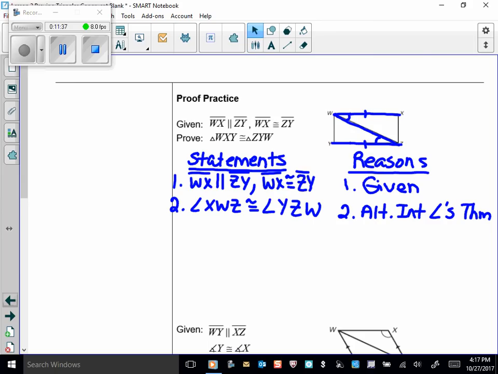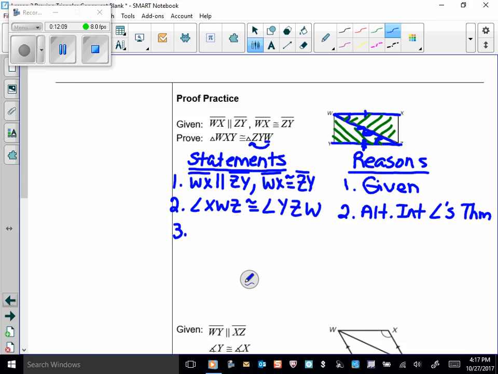And I forgot to mark this. What am I trying to prove? I'm trying to prove that this triangle right here is congruent to this one right here. So it looks like I can use side, because I got this side angle side, right? Because this side right here is going to be congruent to itself. So let's go ahead and make that statement. But look, that's WZ. So WZ is congruent to itself.